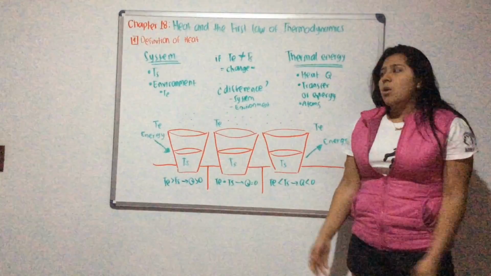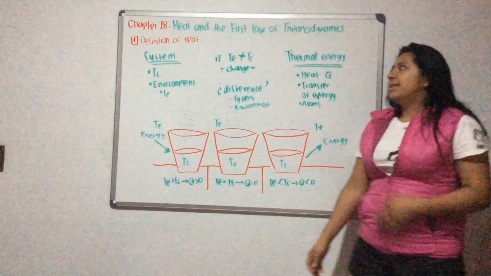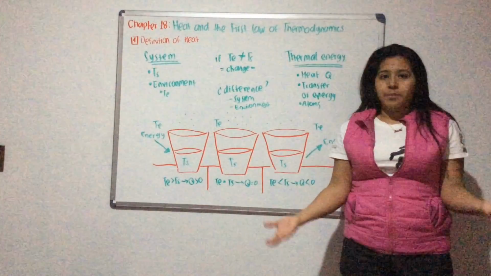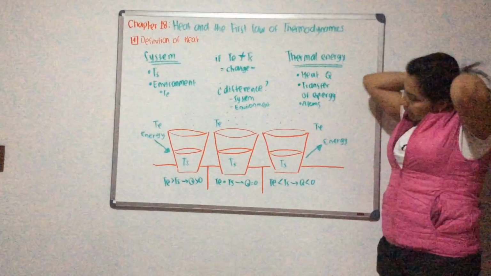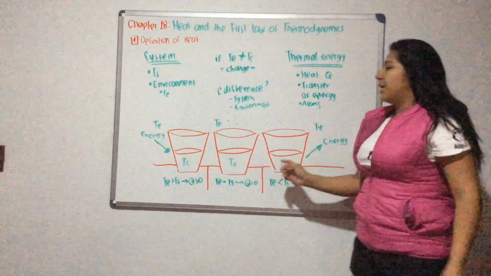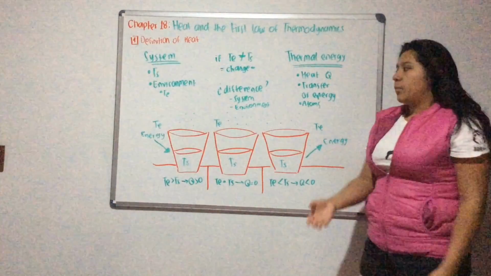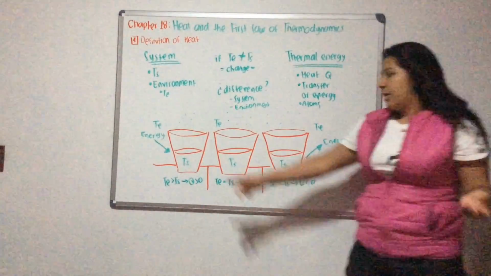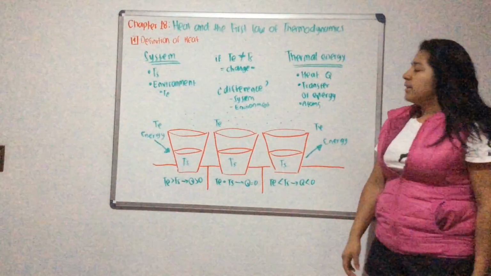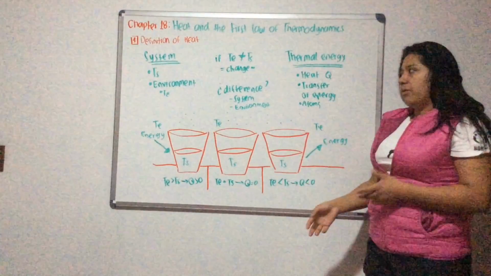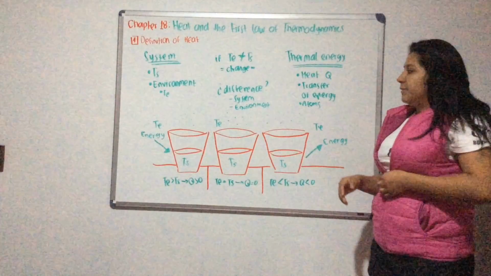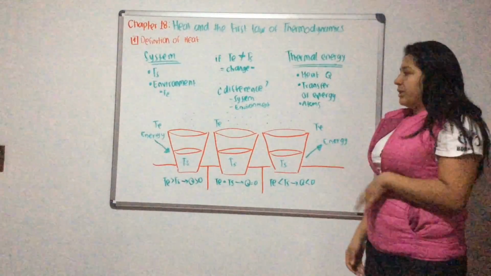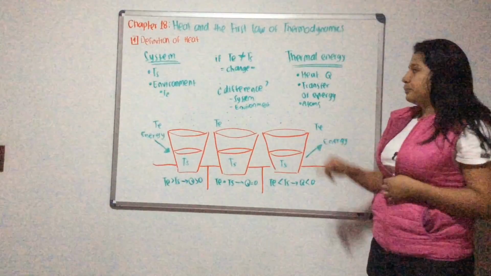But first of all, what is a system? Well, a system is an object or a collection of objects that we want to examine. If we look at these drawings, the water in each glass is a different system with a certain temperature, which is called Ts. And the area around it, which is represented with these little dots, is an environment with a temperature, which is called Ta.